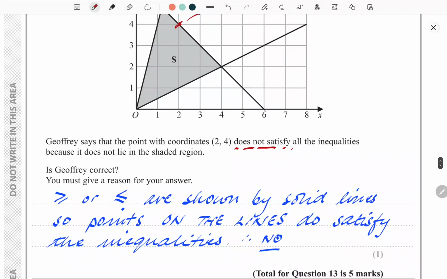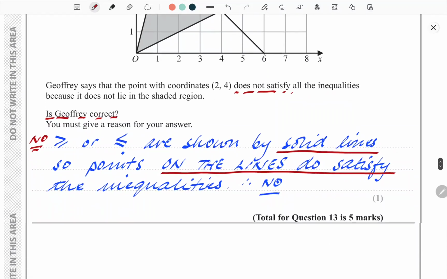Is Jeffrey correct? You must give a reason for your answer. Jeffrey is not correct, because the greater than or equal to or less than or equal to signs or conditions are shown by solid lines, and so points on the lines do satisfy the inequalities. So he's wrong. In those situations, anything on the edge of the region is also valid.